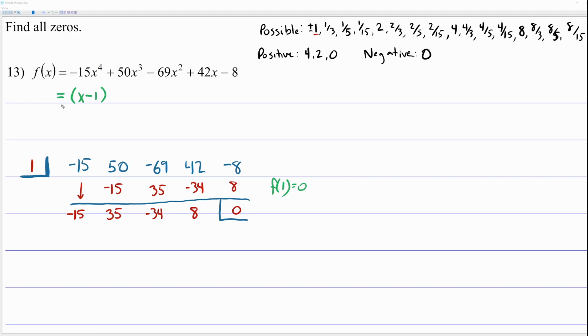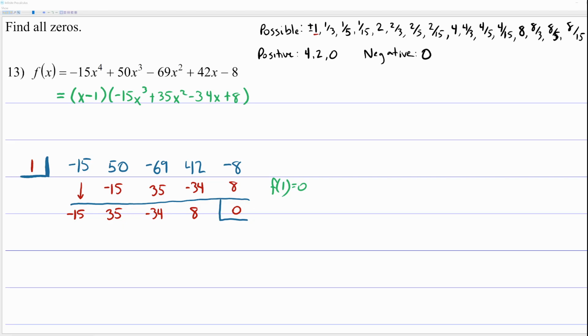So we have dividend equals divisor times quotient. The quotient is given in this line. So if we started with a 4th degree and we divided by a linear term, this quotient is describing a 3rd degree polynomial. So we have negative 15x cubed plus 35x squared minus 34x plus 8. So in this particular problem, you don't have to write this factored, but all of these things are connected, and it's definitely something that you want to keep in mind.